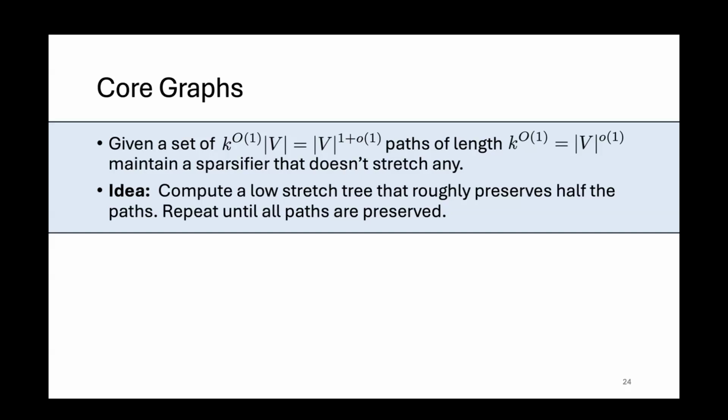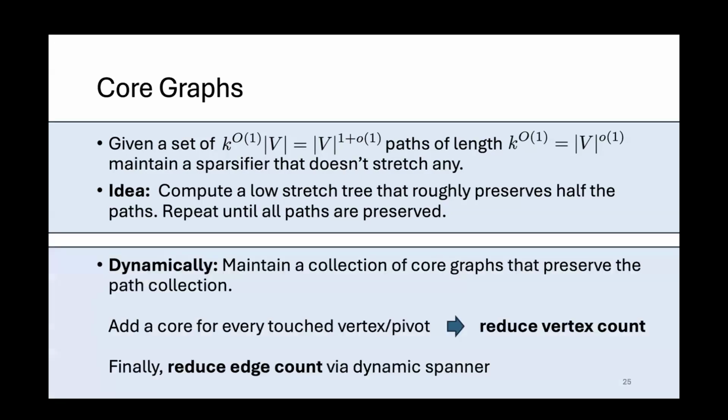The very rough idea is then to compute a low stretch tree that will roughly preserve half the paths and repeat until all paths are preserved. Since this doesn't work so well dynamically, we resort to core graphs, which are a variant of low stretch trees where instead of a tree, you get a forest, but the approximation is better between edges that don't cross the forest. It's a very, very loose way of saying it.